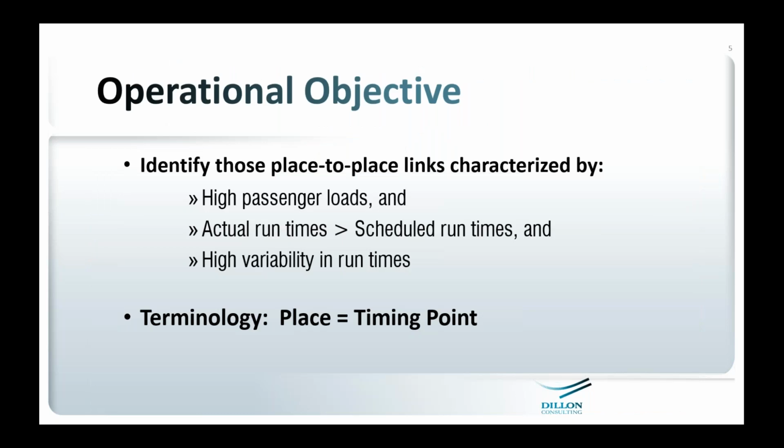So our operational objective for the project, and first a definition of terms here. I'm going to use the term place, which is a shorthand way of referring to a timing point along a route. And what we're trying to do is to identify those place-to-place links that are characterized by three things: high passenger loads, actual running times along the place link that are greater than the scheduled run times, and high variability in the run times. Might be very fast some days, very slow other days. So we're looking at variability as well.